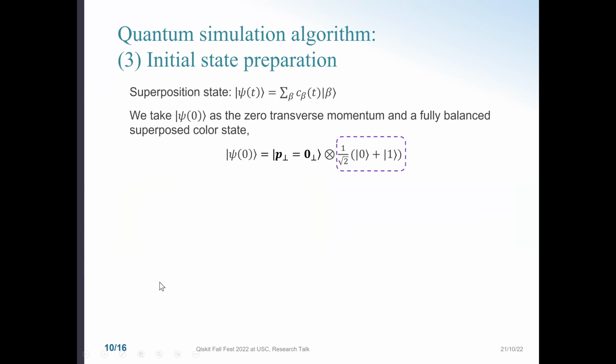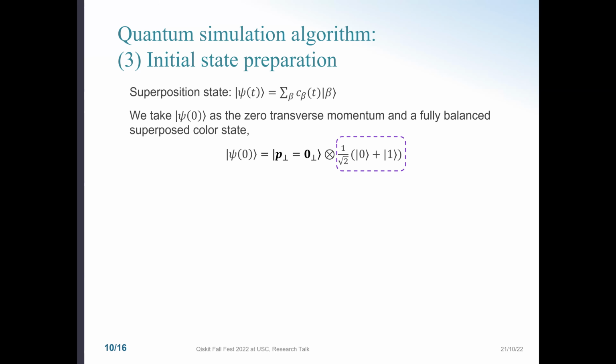And then when you know how to encode the basis states to the qubits, our quantum state in general is a superposition of different basis states. So this beta is the basis coefficients. In principle, one could prepare any state as the initial state. But in this work, since we're interested in how the transverse momentum of the state changes, we prepare the initial state with 0 transverse momentum. And for the color, we choose a fully balanced superposed color state.